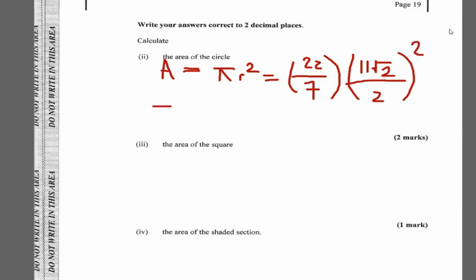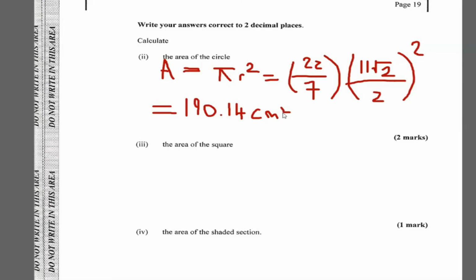So let's go ahead and do this. So 11 root 2 divided by 2, squared, times 22 over 7. I get 190.14. So the area of the circle is 190.14, and area is always in centimeters squared.